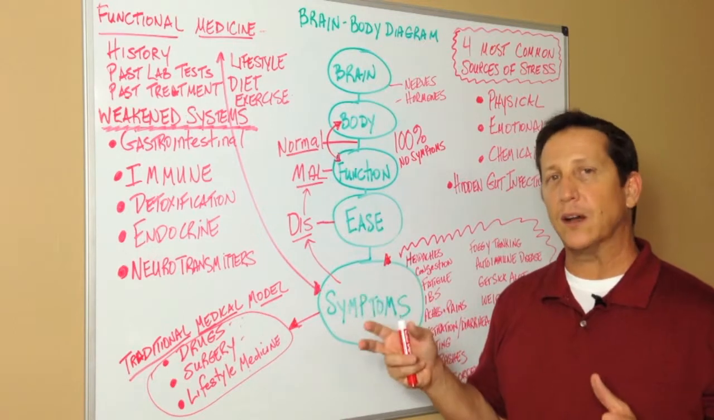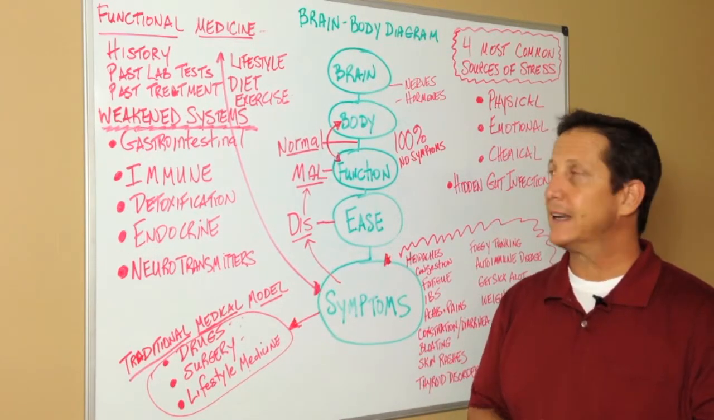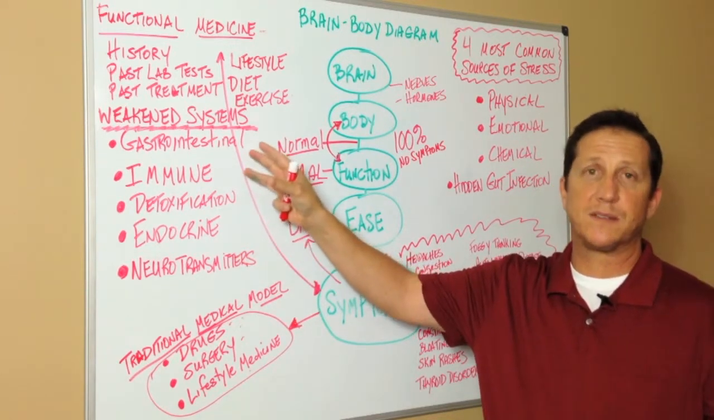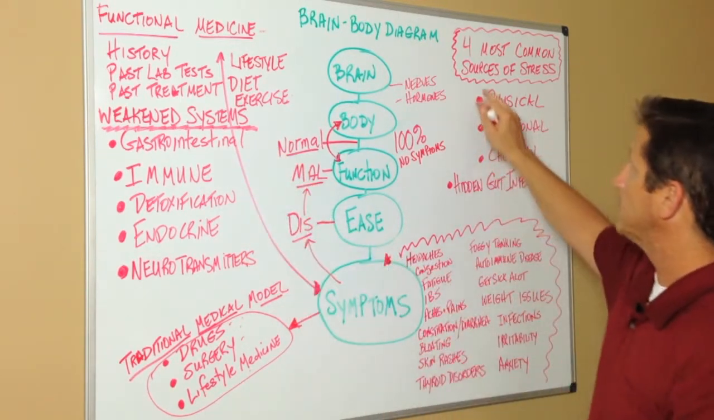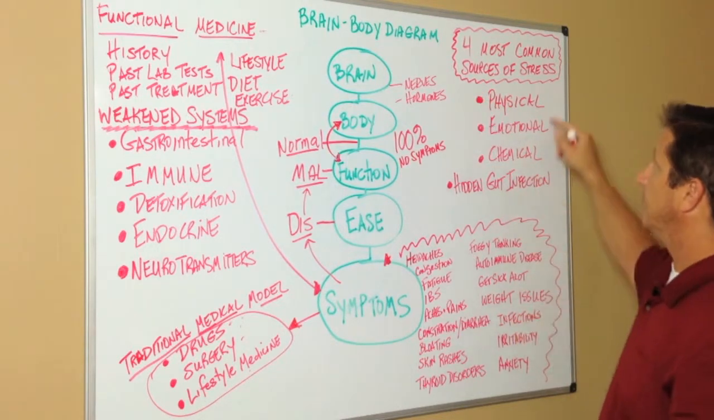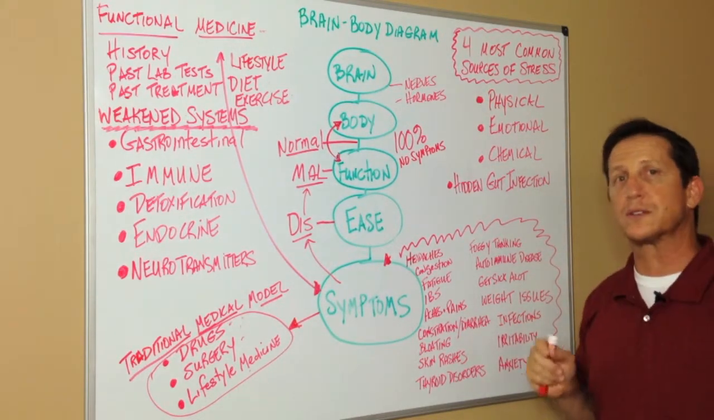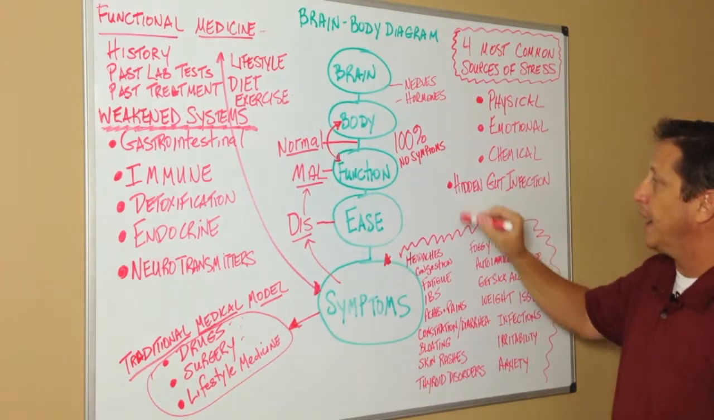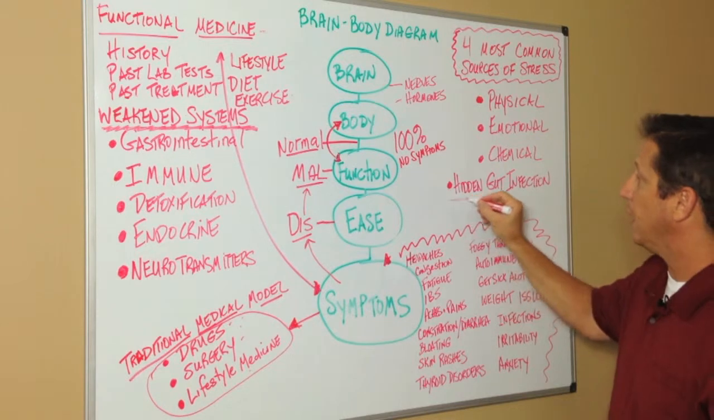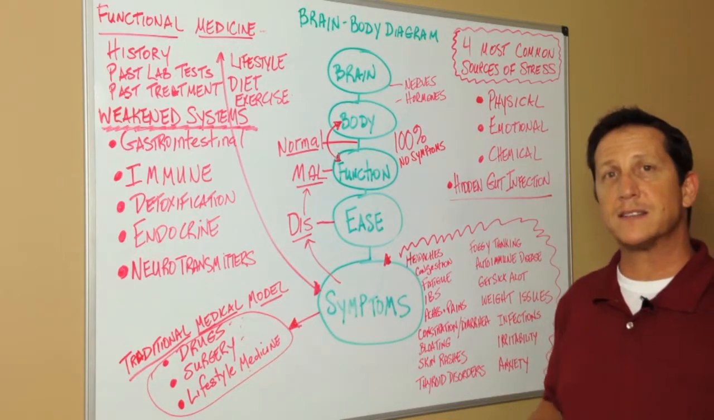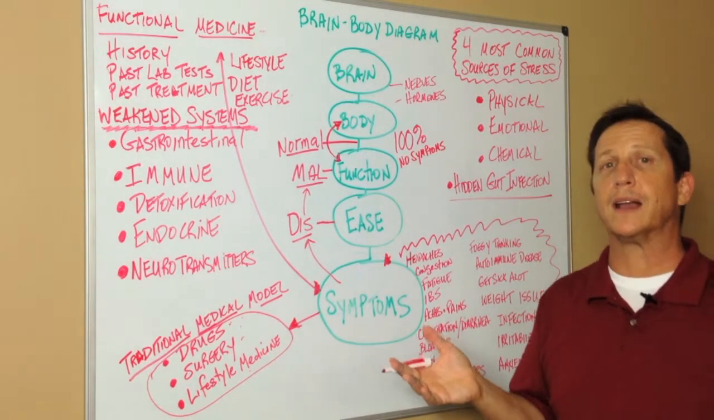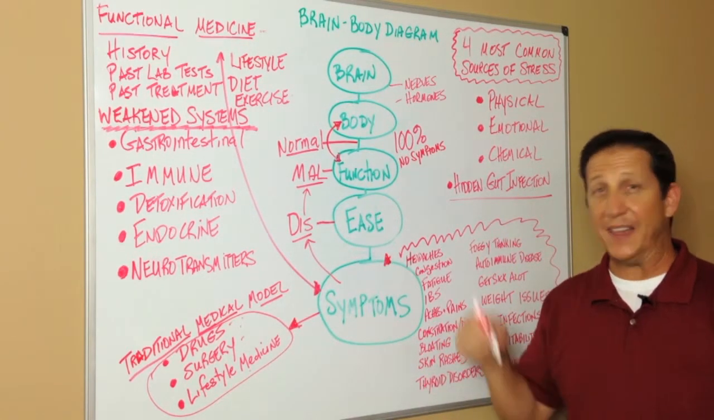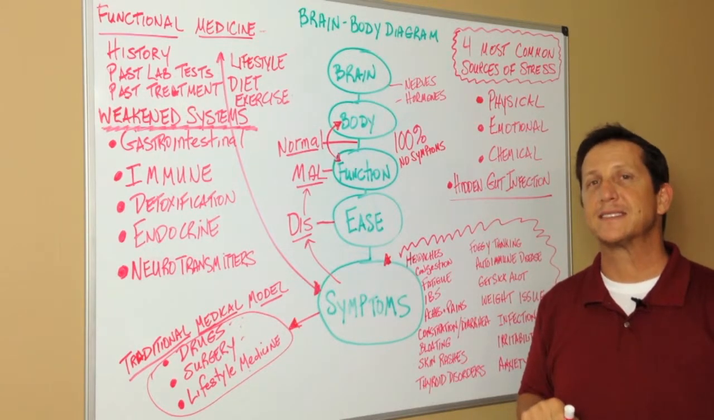So in the next video, what we're going to talk about is we're going to dive deeper into the systems of the body in general. We're also going to dive deep into the 4 most common sources of stress, which are physical, emotional, chemical, and would you have ever thought hidden gut infections could exist in your body? Well, that is a huge source of stress. And that's the one that most physicians miss.